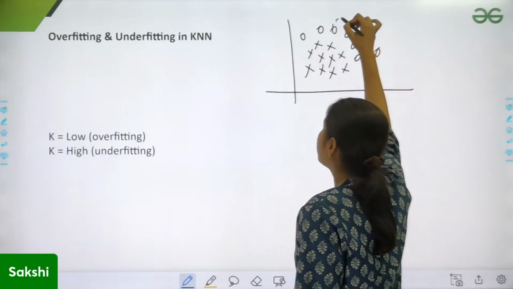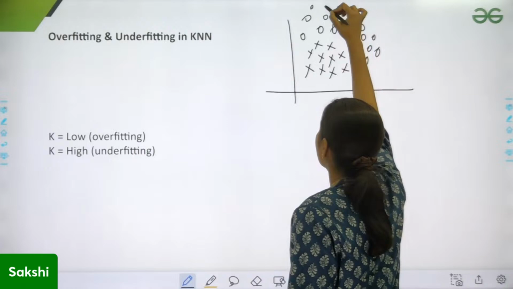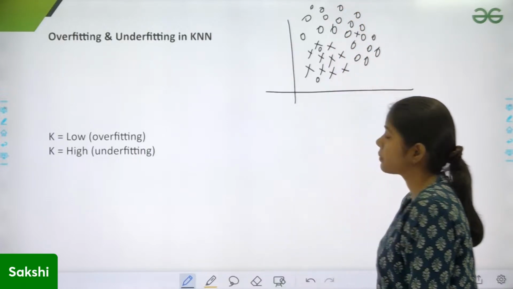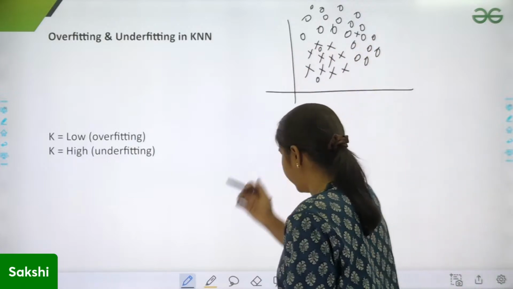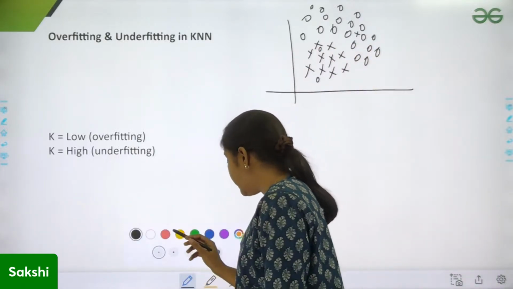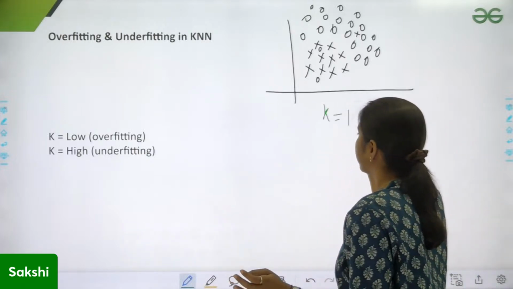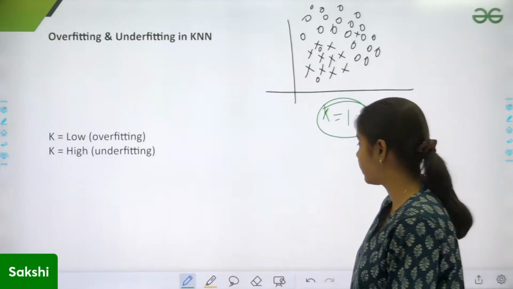So the minimum value of K that I can take is 1, right? Let's suppose this is my data set, and I have taken some outliers in my data set. Let's suppose I take the value of k equal to 1, because that is the minimum value possible for the KNN algorithm.